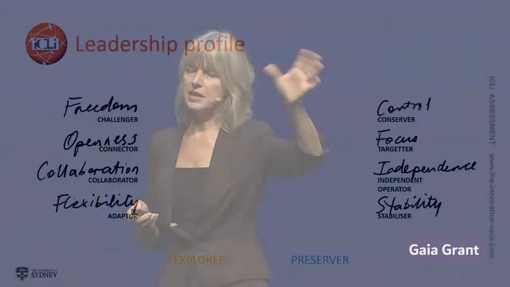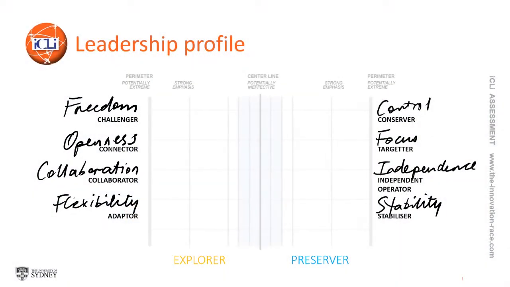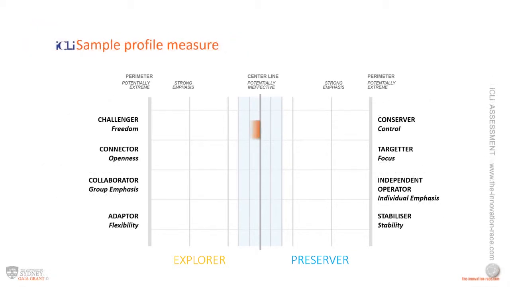When I pulled all of these results together, I created graphs of different occupational groupings. That's what I'll show you next, but just to explain the graphs quickly, you'll see that you have the paradox pairs coming down the graph, freedom, control, and then I gave them names, so challenger versus conserver, explorer versus preserver. And when you read the graph, you're looking at the orange bars.